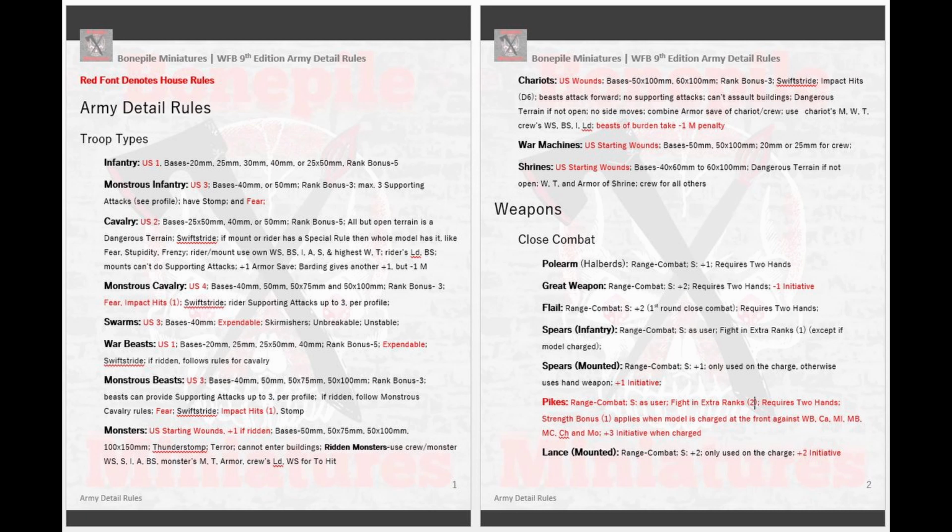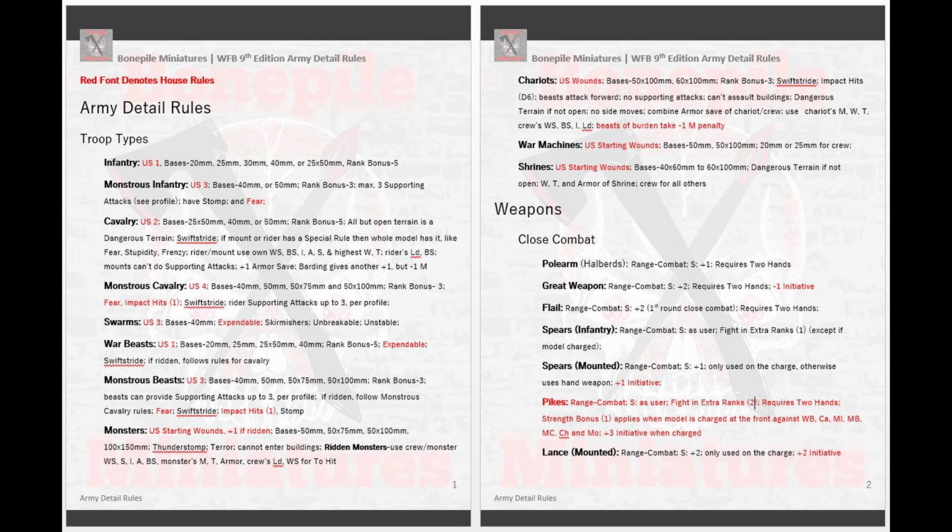Note that infantry are not on that list, and I think that makes sense. Pikes also give a +3 initiative bonus when they are charged. And I think it makes sense to add pikes to the list. The next change is under the lance weapon, which can only be used when mounted. It reads that the range is in close combat, and there's a +2 strength bonus, and it can only be used on the charge. And then we've added a 2+ initiative bonus.